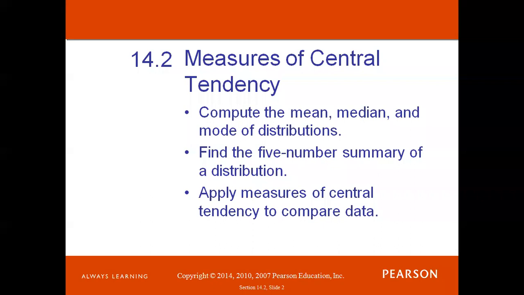Great, let's take a look at Chapter 14, Section 2, Measures of Tendency. In this chapter, we'll want to compute the mean, median, and the mode of distributions, find the 5-number summary of a distribution, and apply measures of central tendency to compare data.